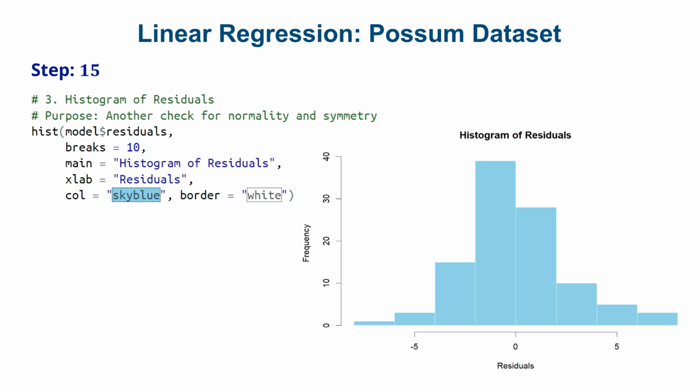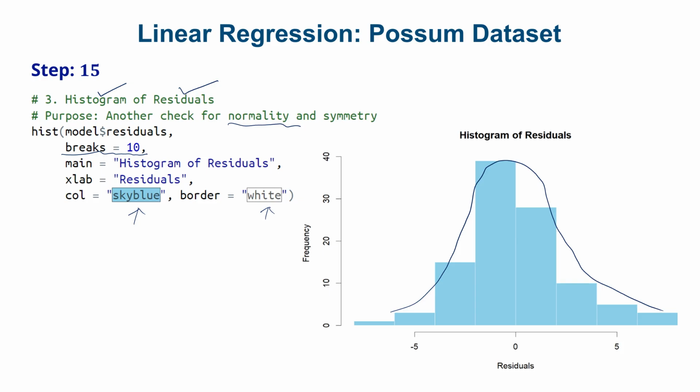Another way to check the normality of residuals, especially useful for visual learners, is by plotting a histogram of residuals. In this code, we are dividing the residuals into 10 bins using breaks equal to 10. The bars are filled with sky blue and we remove the border for a cleaner, more polished look. What are we looking for? Ideally, the histogram should be bell-shaped and centered around 0. This supports the assumption that the residuals follow a normal distribution.